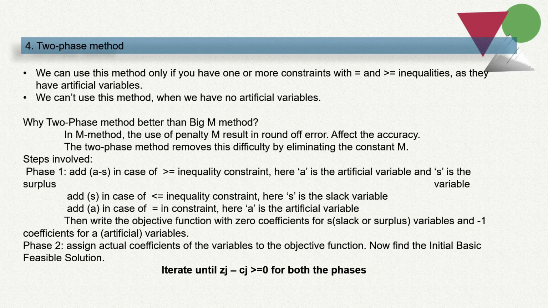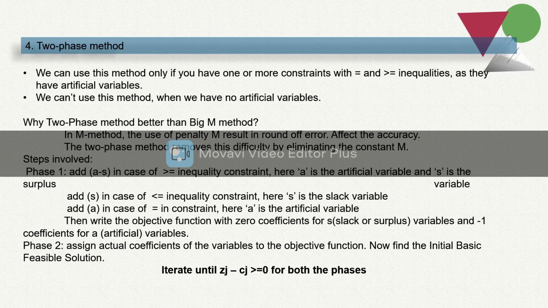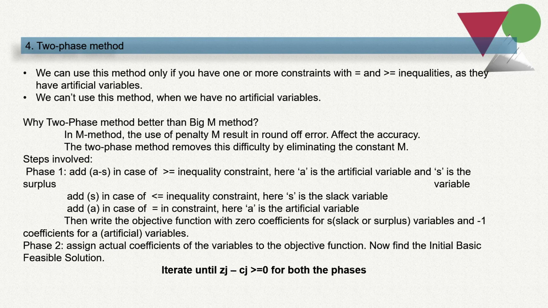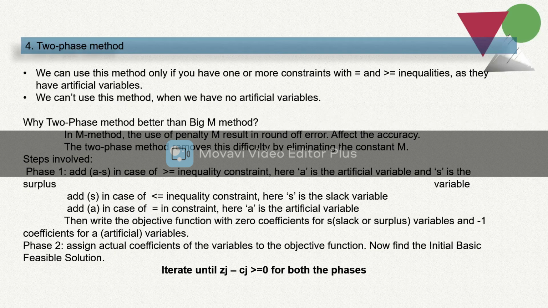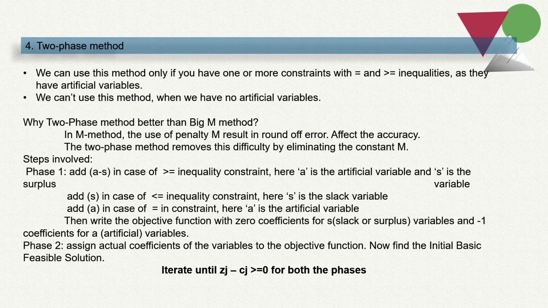Then moving to the next method, that is the two-phase method. We can use this method only if we have one or more constraints with equality and greater than or equal to inequalities, as they have artificial variables. We can't use this method when we have no artificial variables, as Zj minus Cj values will become 0. Why is the two-phase method better than the big M method? In the big M method, the use of penalty M results in round-off error and it affects the accuracy. The two-phase method removes this difficulty by eliminating the constant M.